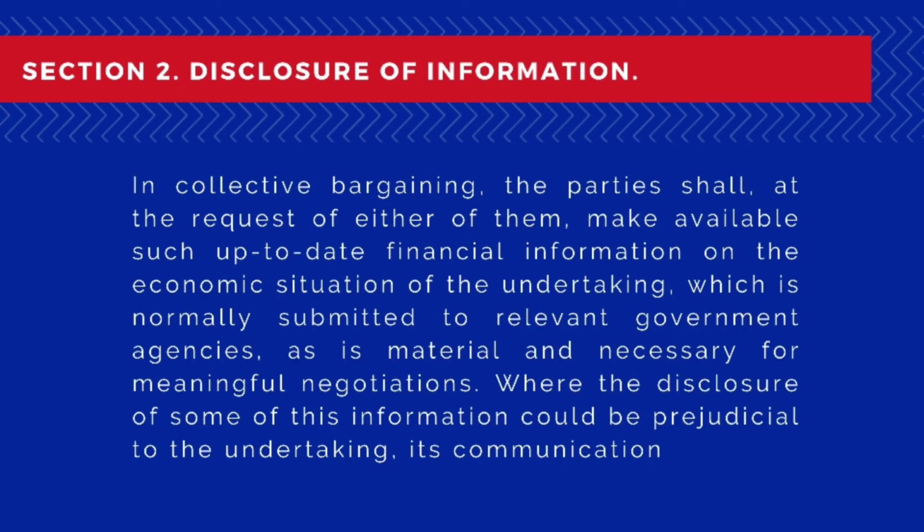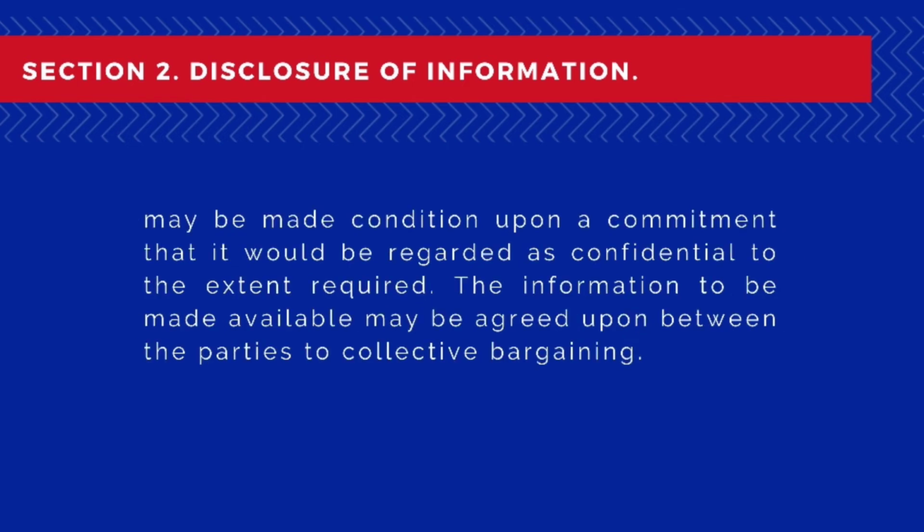Section 2. Disclosure of information. In collective bargaining, the parties shall, at the request of either of them, make available such up-to-date financial information on the economic situation of the undertaking, which is normally submitted to relevant government agencies, as is material and necessary for meaningful negotiations. Where the disclosure of some of this information could be prejudicial to the undertaking, its communication may be made conditional upon a commitment that it would be regarded as confidential to the extent required. The information to be made available may be agreed upon between the parties to collective bargaining.